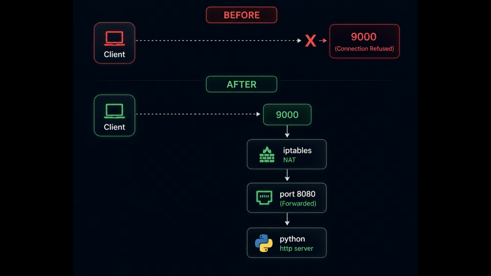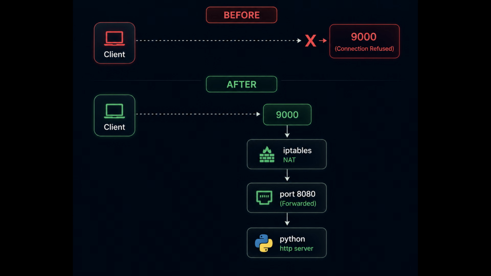In this before section, a client attempts to connect to port 9000. However, no application is listening on that port, so the operating system refuses the connection. As a result, the client cannot receive any service through port 9000.